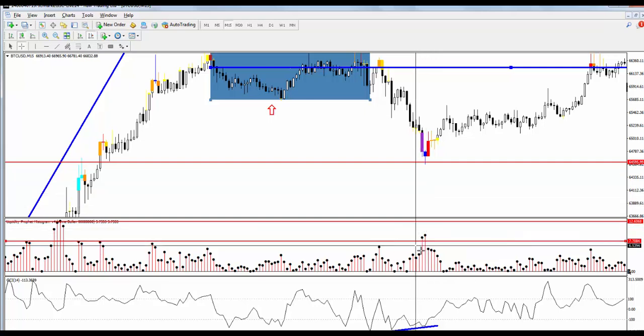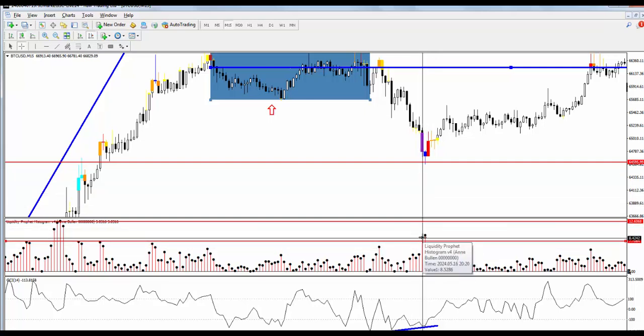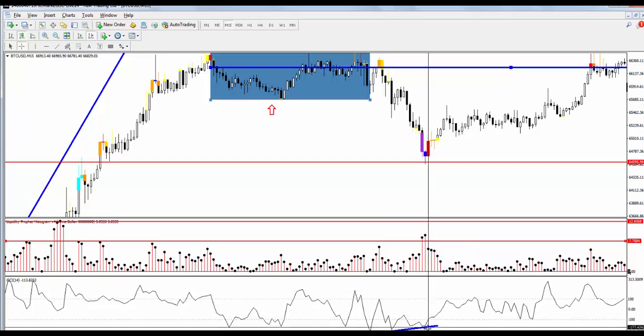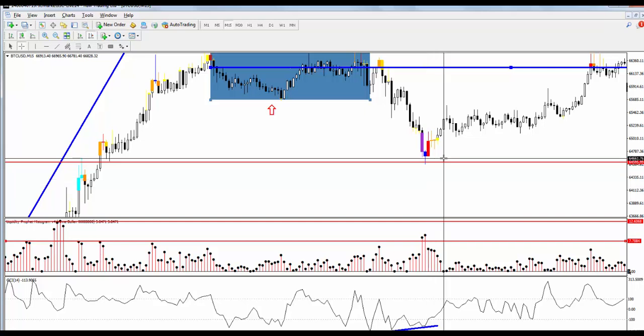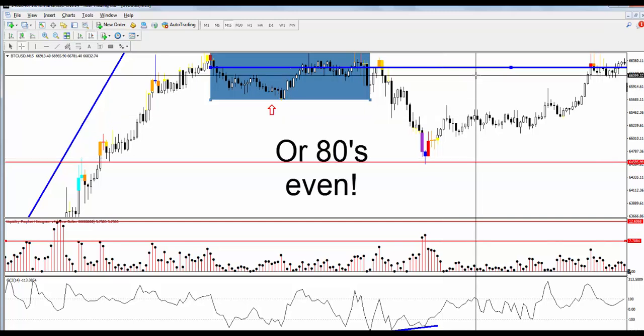The only time the histogram gave you a confirmed signal was there. And if you look at the CCI, yes, we did get divergence there, but we would have had at least 3 entries, which all would have failed. So if you're using old indicators from the 70s, you've got to really forget them, because they are not going to help you make money in trading.